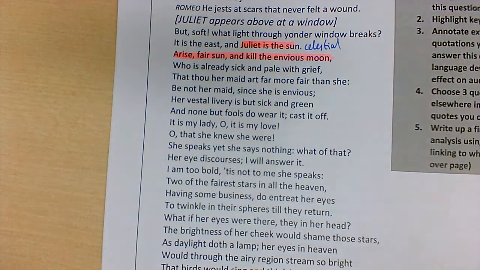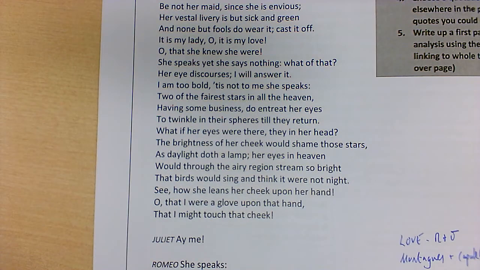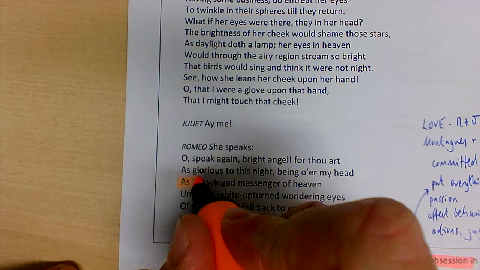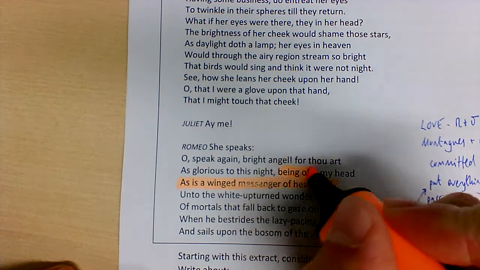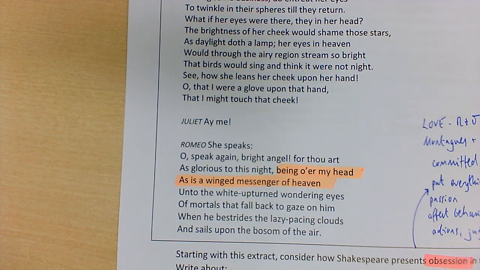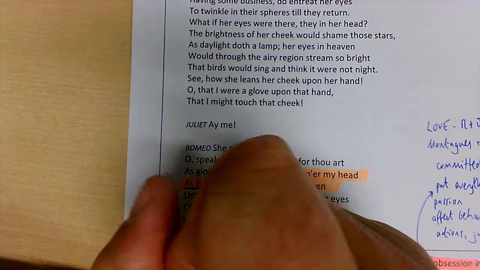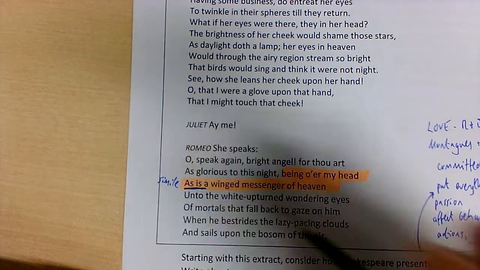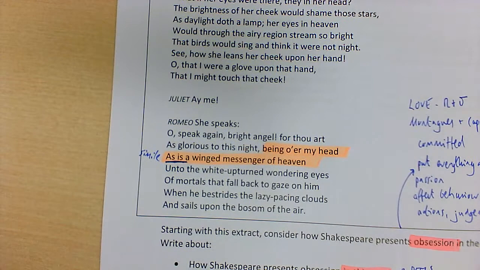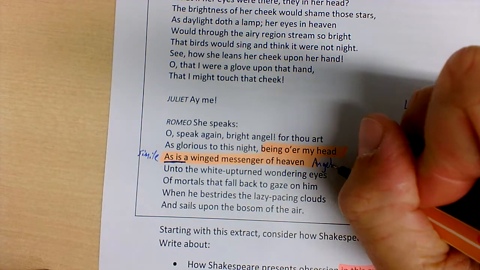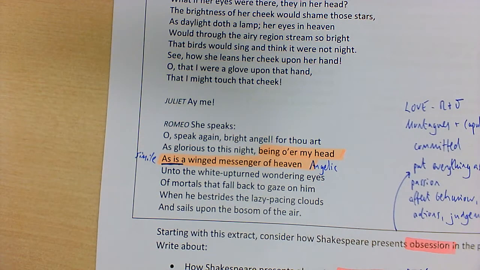So we read on. You won't necessarily know every word and every phrase. You might recognise where it's from, but I'm drawn perhaps to the bottom, where at one point Romeo says, as a winged messenger of heaven, as is a winged messenger of heaven being over my head. The thing that I'm noticing there is, as is, as a, or like a, and that to me is immediate simile. A winged messenger of heaven, obviously that is suggesting that she is angelic.